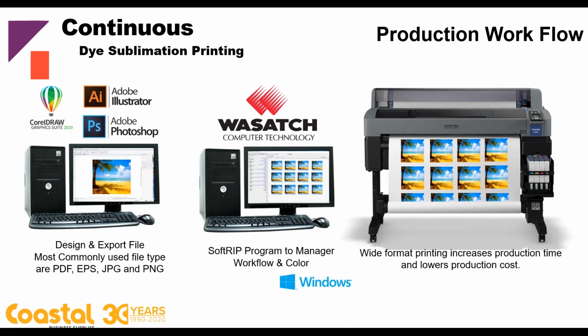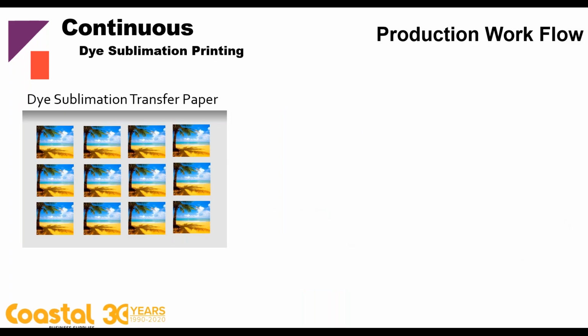From that, it's going onto a transfer paper. My next example here is it's on the transfer paper. Now this transfer paper in this scenario is a 44-inch wide transfer paper, and I can just continuously print images over and over again if that's what I wanted to do.